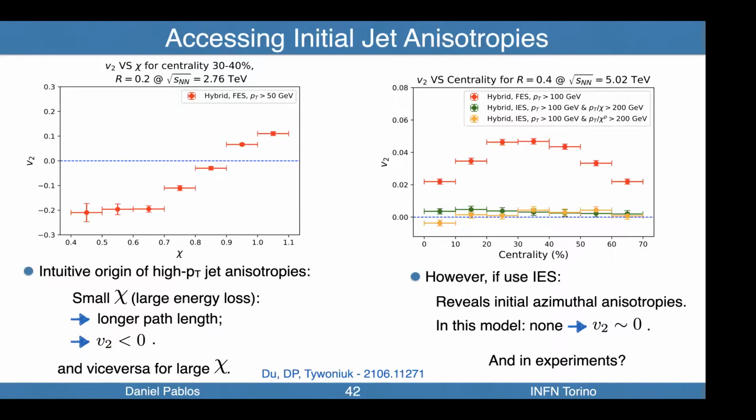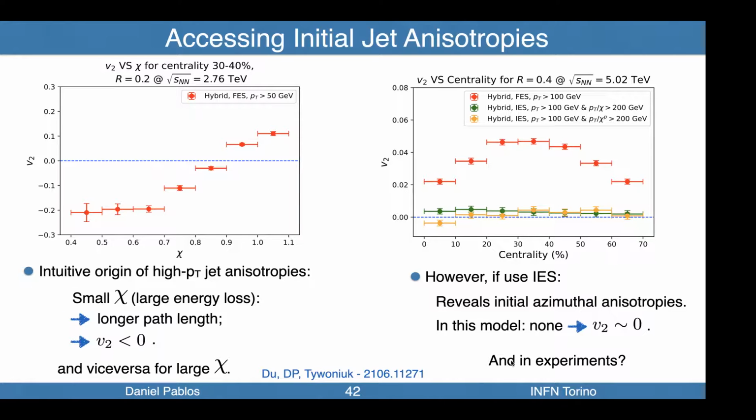This also applies to the initial jet anisotropies, to V2. The intuitive origin of high pT jet anisotropies is precisely a selection bias. For instance, jets that have small chi, a large energy loss, are more likely to go towards the long path length, and therefore in the usual convention their V2 is more than 0, and vice versa for large chi. So why do you get a V2 greater than 0? Because the jets that go over a negative V2 tend to be more suppressed, simply. So it's essentially a selection bias.